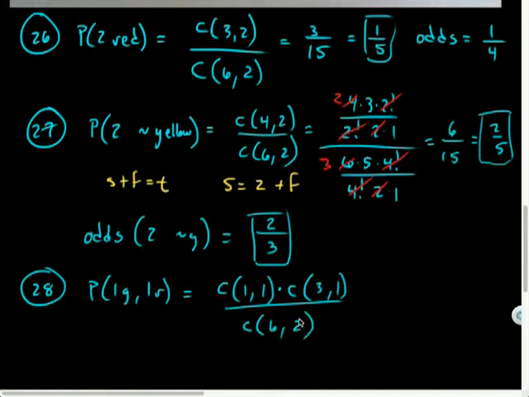I think yesterday some of us put a 1 there in situations like that, so just make sure you're aware of that. So up top, combo 1, 1 is 1, combo 3, 1 is 3, so 1 times 3 is 3. Combo 6, 2, didn't I just calculate that a minute ago at that 15? So 1/5. So the odds are going to be 1 to 4, I believe, again.